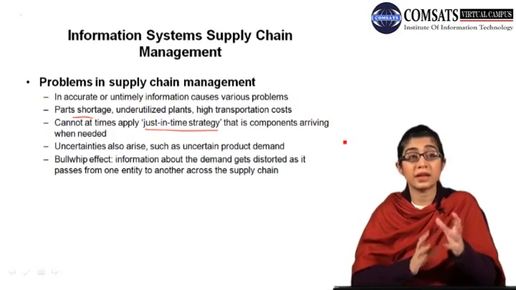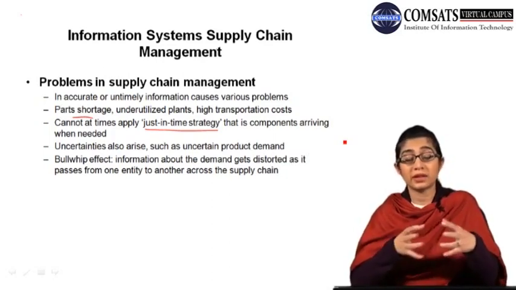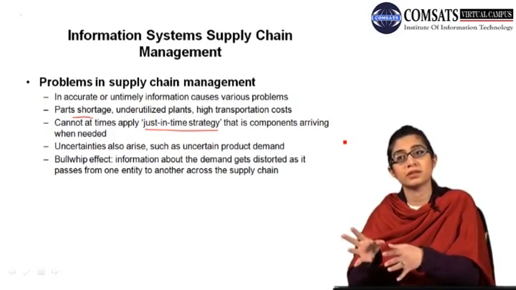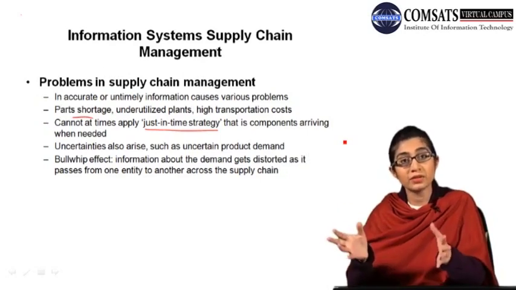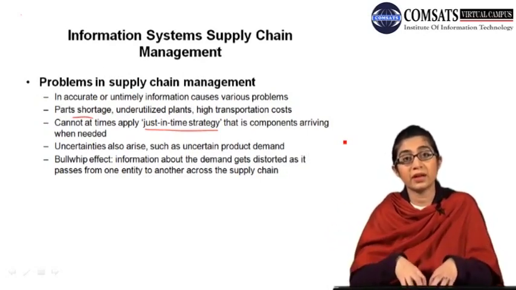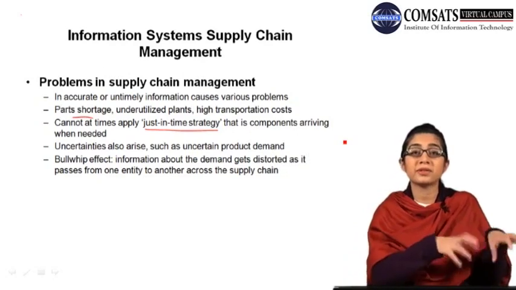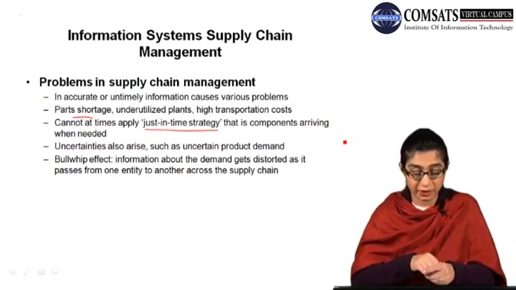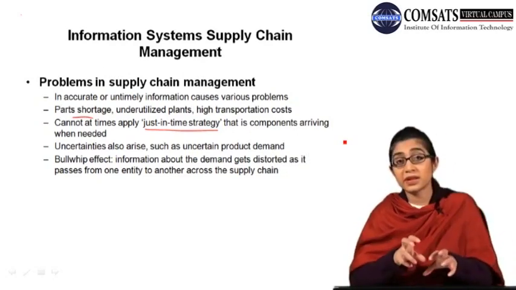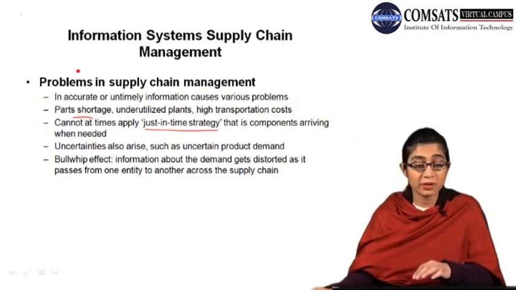Or it could be that you got wrong information that this product will be in demand in the future, so that you have piled up the inventory, and not just that, your different suppliers also piled up inventory. So this basically gives rise to a problem called the bullwhip effect.